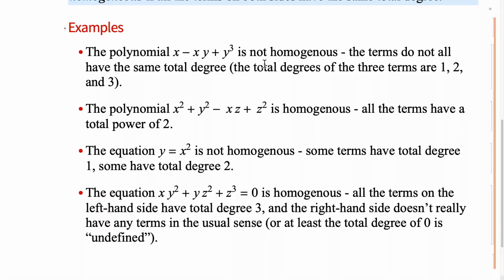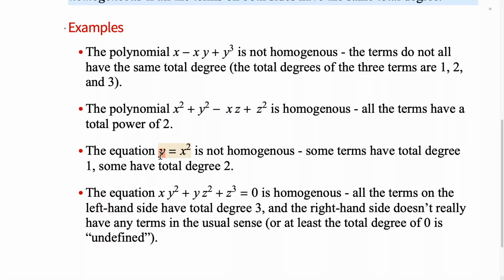Now, just as some examples, if we look at the polynomial x minus xy plus y cubed, it is not homogeneous. The terms do not have the same total degree. We have 1 power here, a total of 2 powers there, 1 for x, 1 for y, and 3 powers here. So this is not homogeneous. The polynomial x squared plus y squared minus xz plus z squared is homogeneous. If you look at the terms, that's total power 2, total power 2, and power 2. This counts as homogeneous.